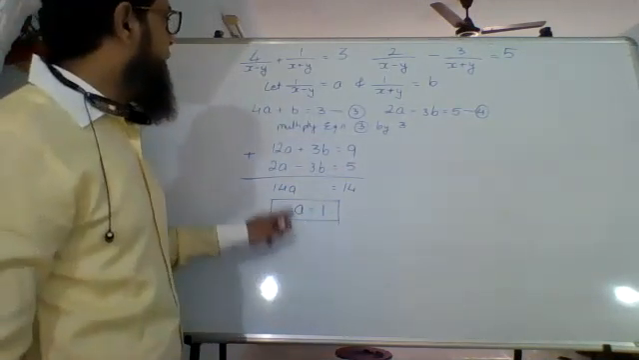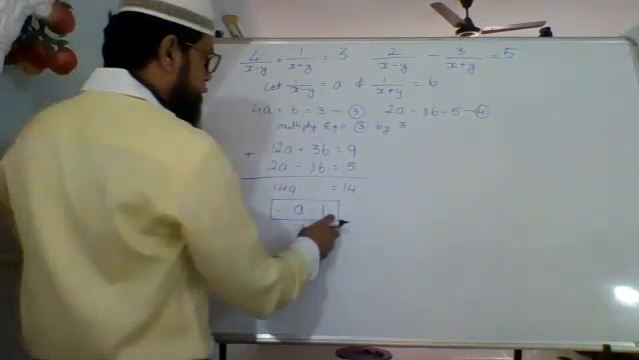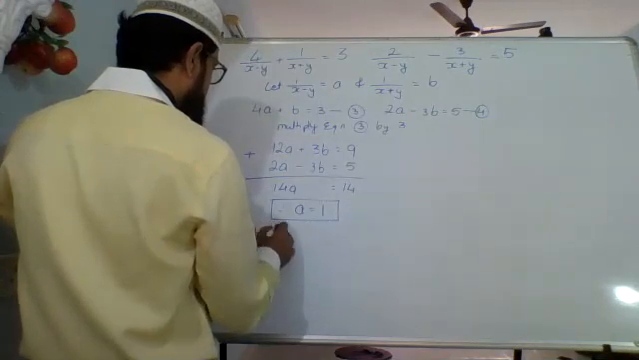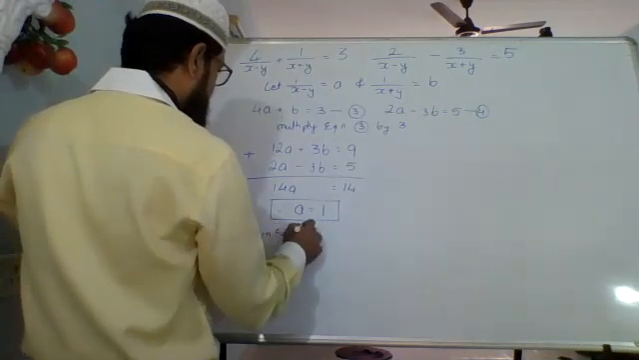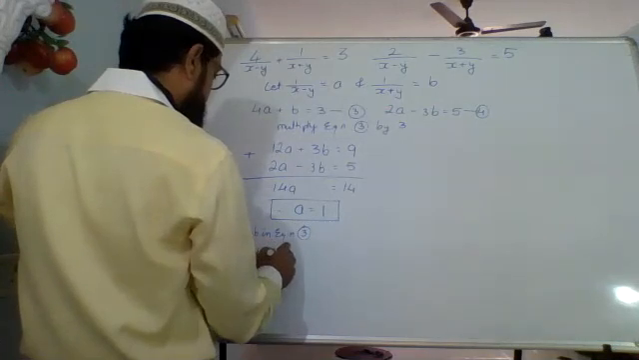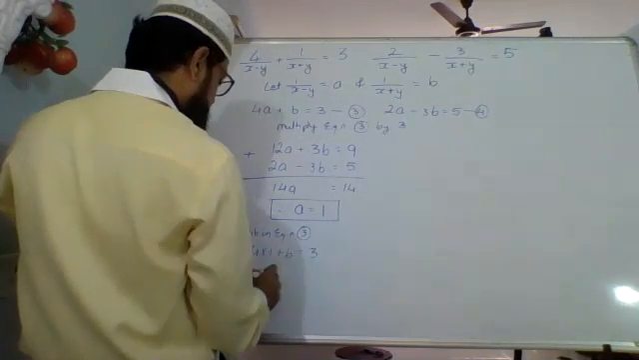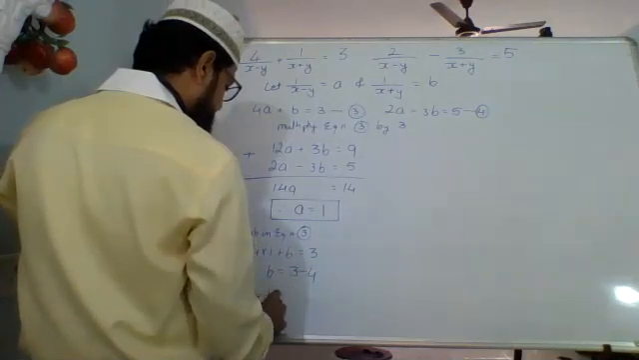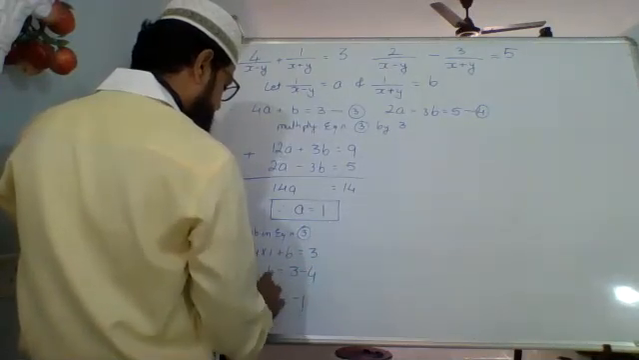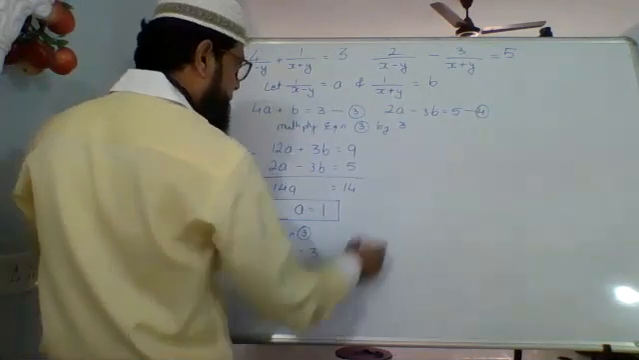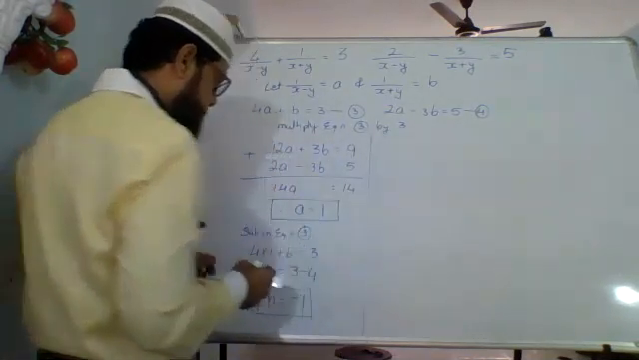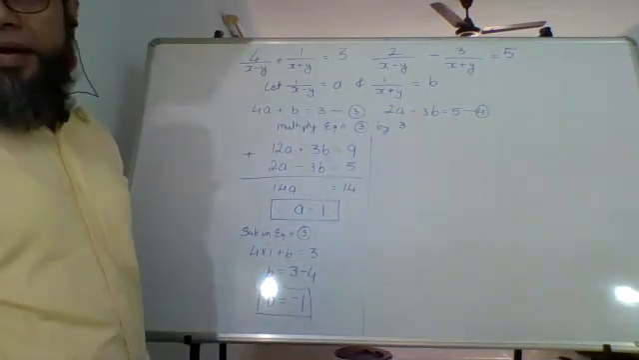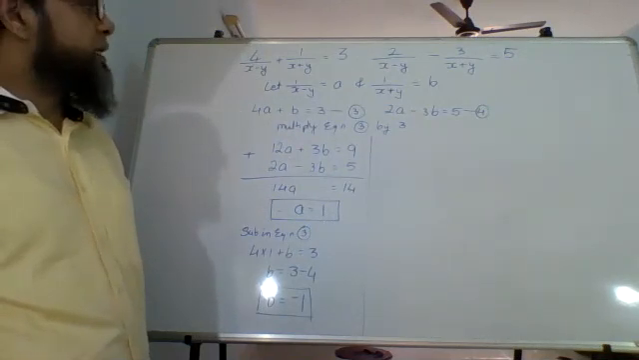Using a equal to 1, I'll substitute and solve for b. Substitute in equation 3. I'll get 4 into 1 plus b equals 3. b equals 3 minus 4, so b equals minus 1. So a equals 1 and b equals minus 1. Is that clear till here?